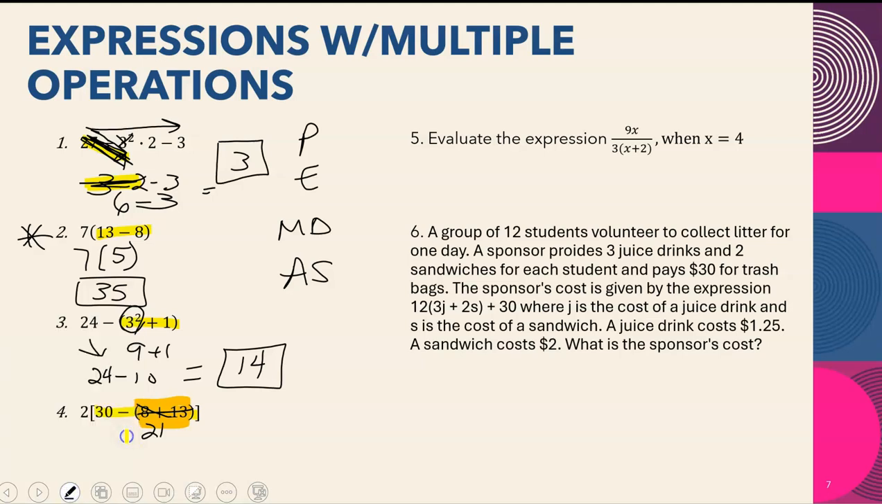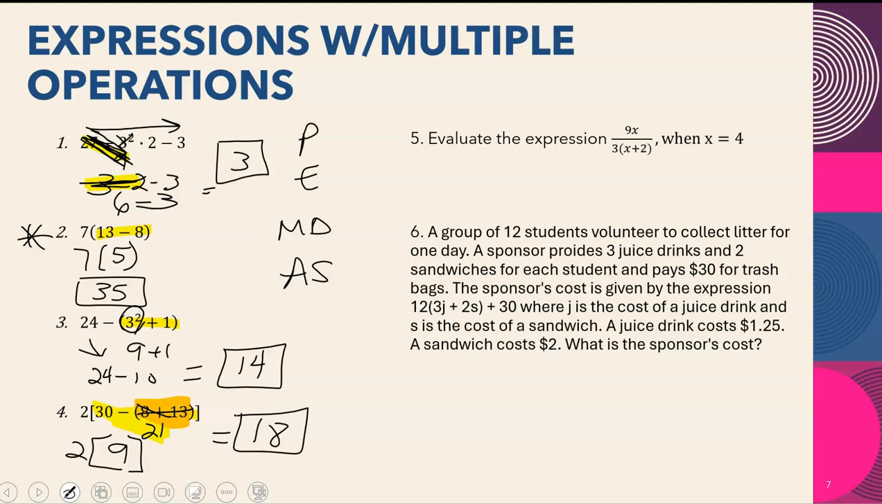And we say, well, 30 minus 21, that's just going to be 9. So all of this goes away and becomes 9. It's still within those brackets, which is another way to say multiplication. So we have 2 times 9, 18 is our final answer.